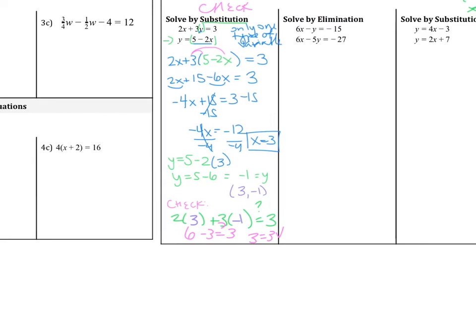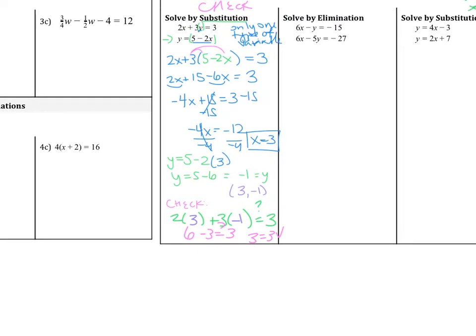So let's check the other one. Our y is negative 1, and that equals 5 minus 2 times our x value, which is 3. We want to see if this is true. Negative 1 equals 5 minus 6. Negative 1 does, in fact, equal negative 1. Again, I just plugged in our x value, 3. And then the y value is negative 1, so I plugged in negative 1 for y into the bottom equation, and that is true.